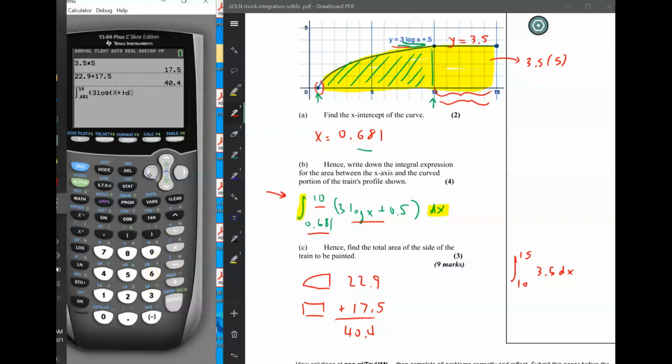Oops, I need to put another parentheses because the log function needs a parentheses too. Plus x plus 3 log x plus 0.5. And then I put an x over here. Enter. And it gives me 22.9 again. So it's the same answer, but it's a different method.